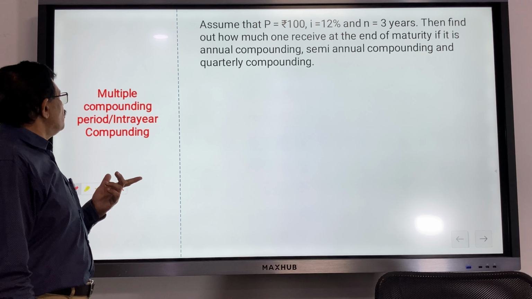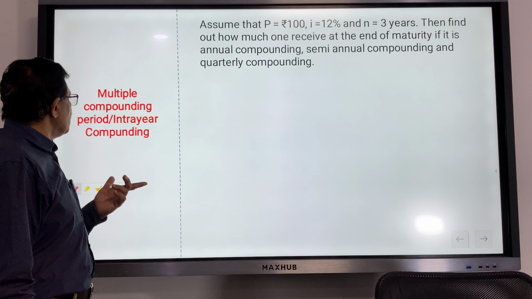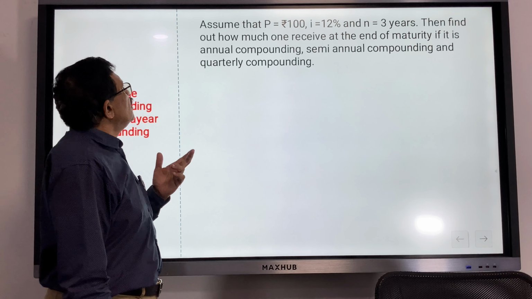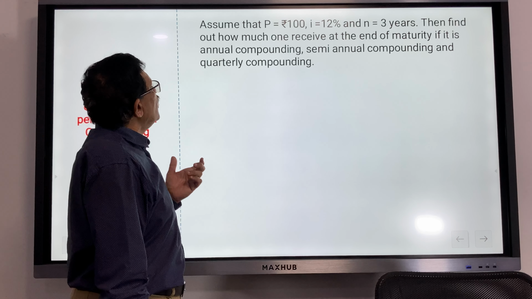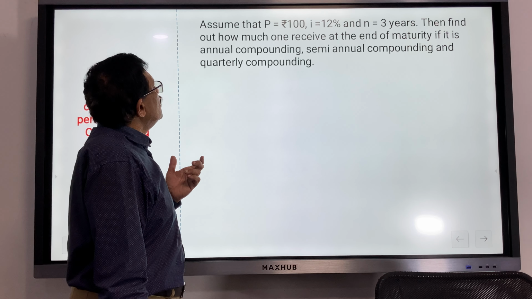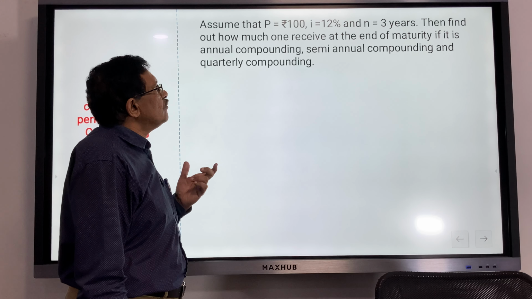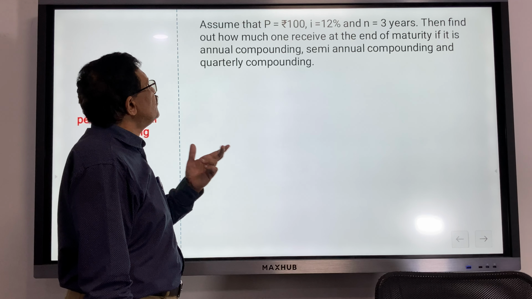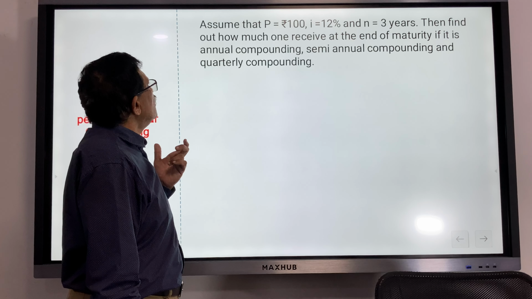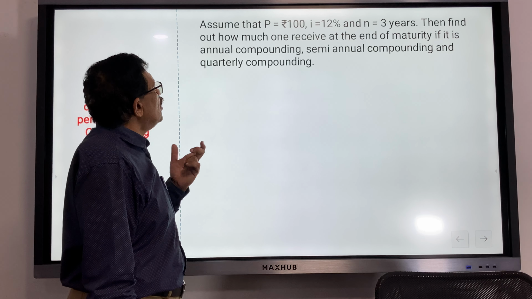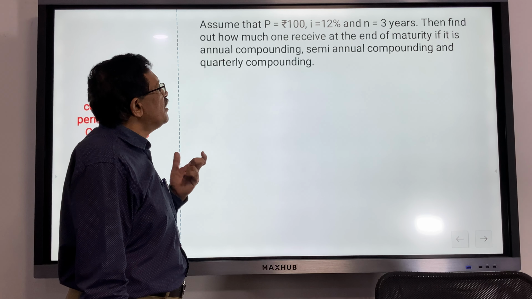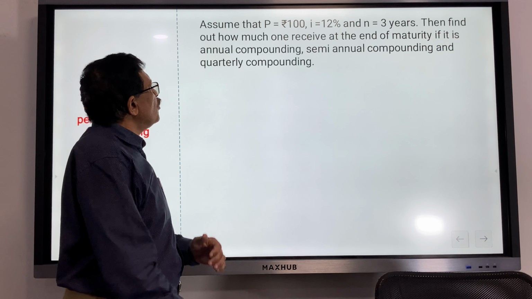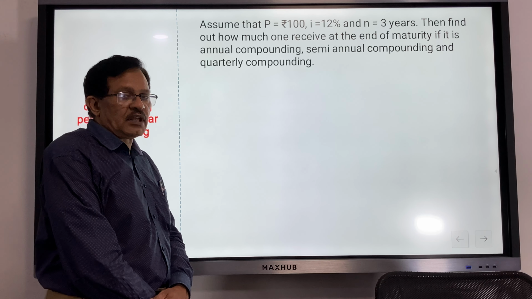Let's take up one problem in multiple compounding period or intra-compounding period. Here, the problem says that the principal is 100, I is 12%, and N is 3 years, is investing somewhere. Then he likes to find out how much one receives at the end of maturity if annual compounding is done or semi-annual compounding is done or quarterly compounding is going to be done.